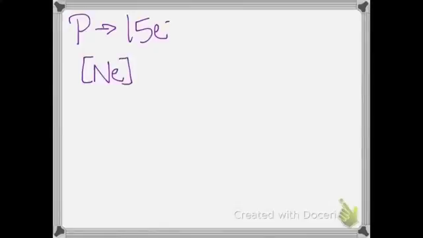All right, so neon is our first 10 electrons. So then how many do we have left? We've got 5 more left. Okay, so we're going to do 3s2, and then we go to 3p3.